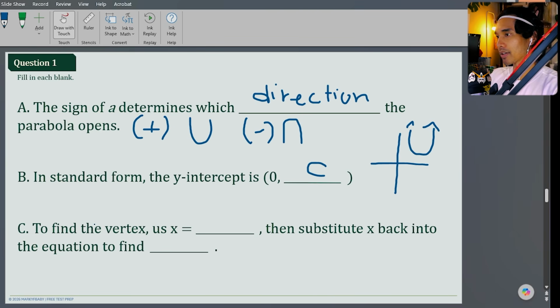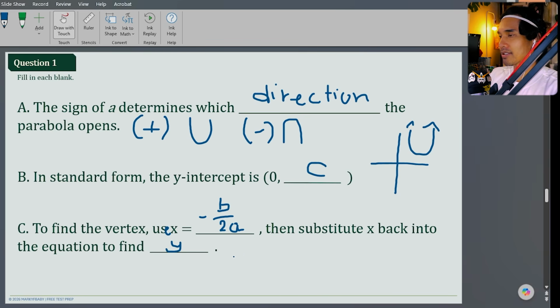Okay, to find the vertex, use x is equal to, this one's important. You need to remember this. This is super duper priority. Highlight this in your notes, okay? To find the vertex, use x equals negative b over 2a. Then substitute x back into the equation to find y, giving us the ordered pair of x comma y.